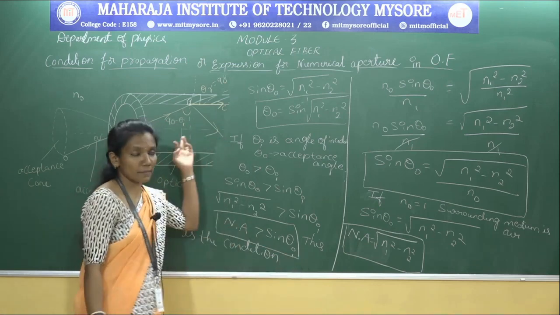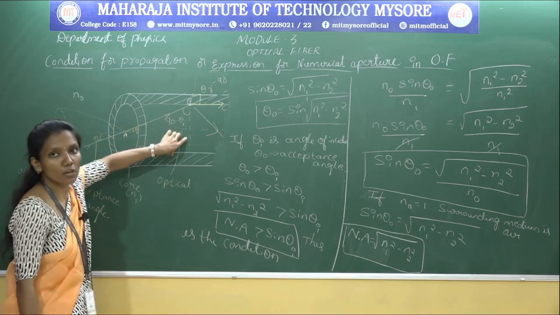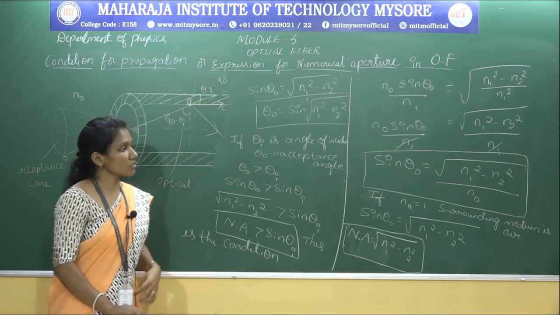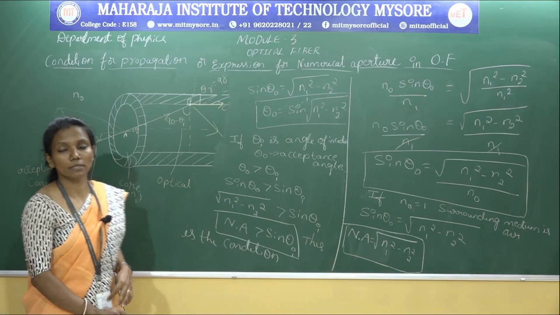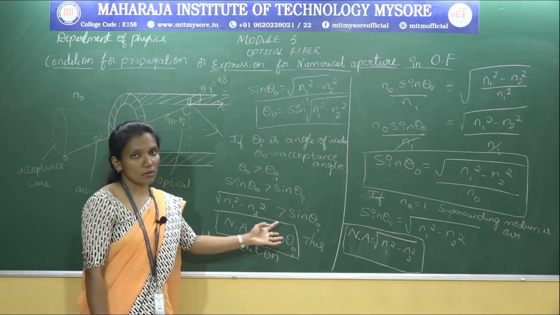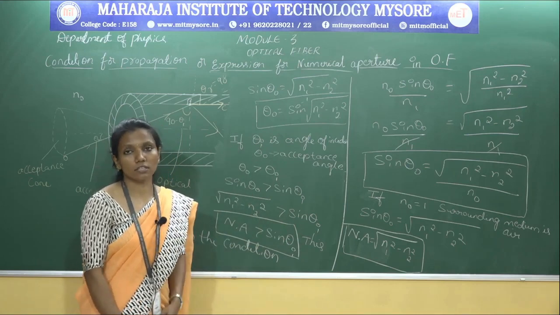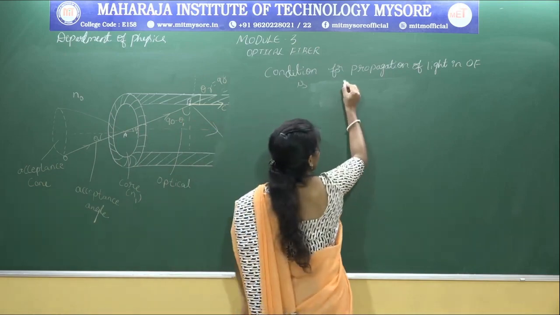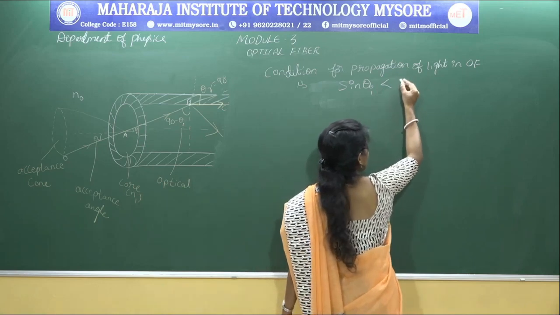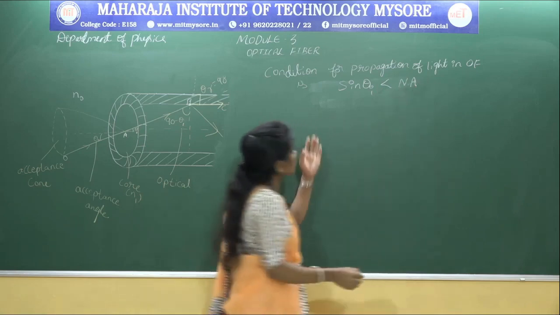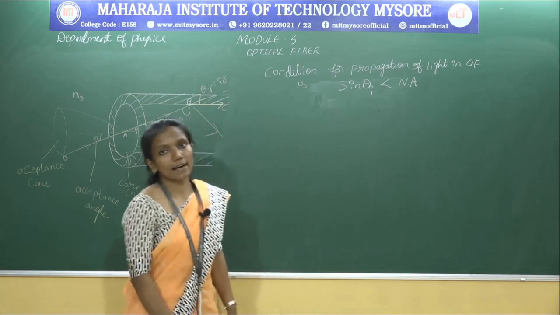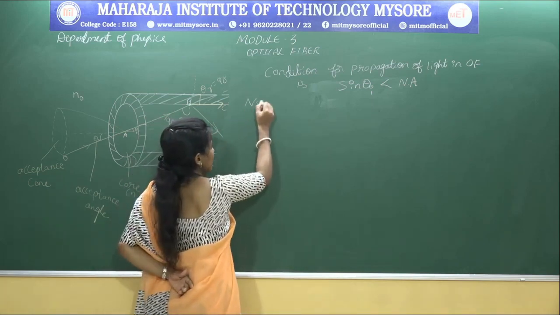So totally, the numerical aperture measures the efficiency of the optical fiber, how much light can gather inside the optical fiber. They can ask what is the expression for numerical aperture, or else the condition. So then we have to derive like this. What is the condition for propagation of light in optical fiber? Sin theta I is less than the numerical aperture.